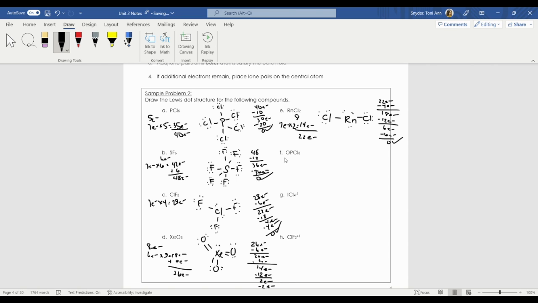So I have 3 chlorines, 7 valence electrons each, 21 electrons there. Let's add a phosphorus, which has 5 valence electrons, and an oxygen, which has 6. So I have 32 electrons to place in this particular molecule. Least electronegative is going to be phosphorus. So we're going to put phosphorus in the middle.